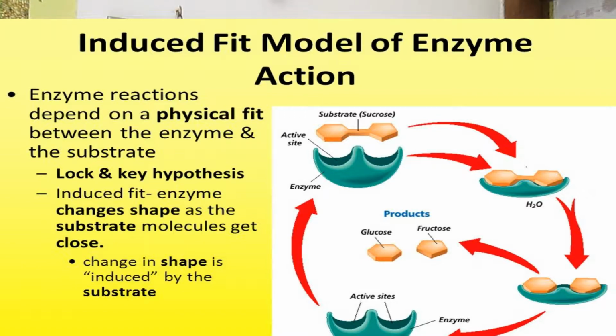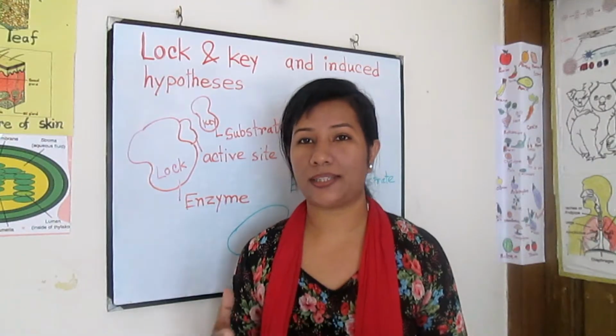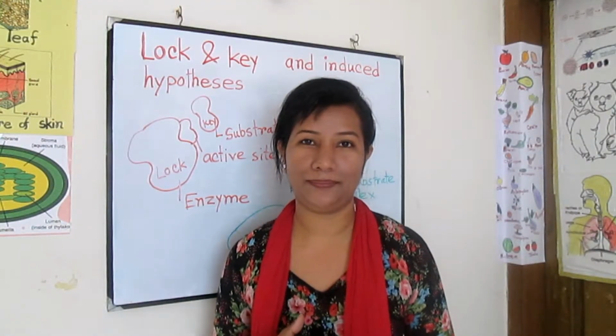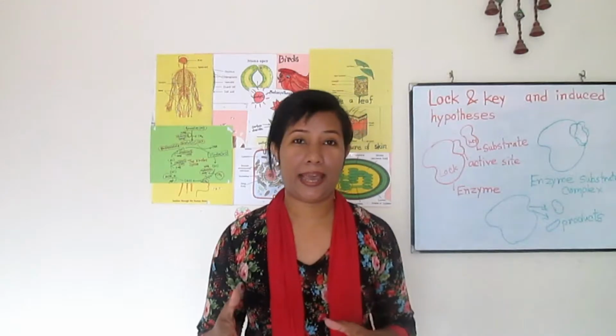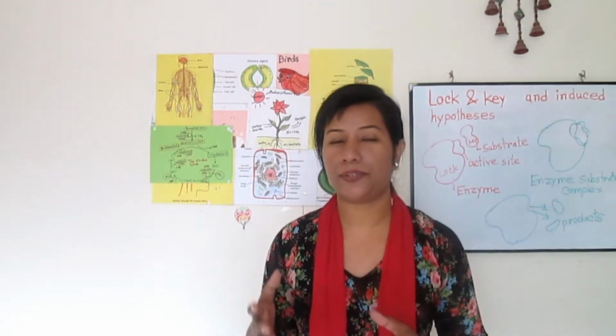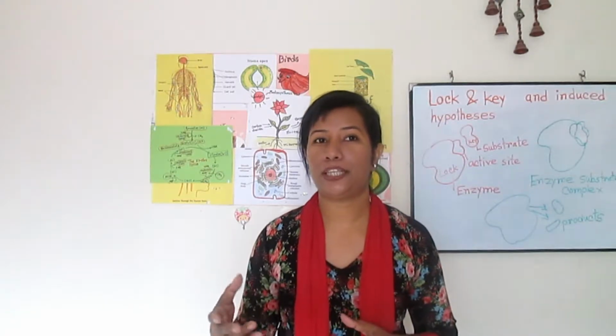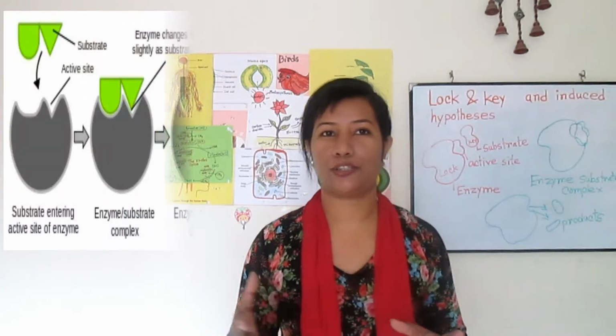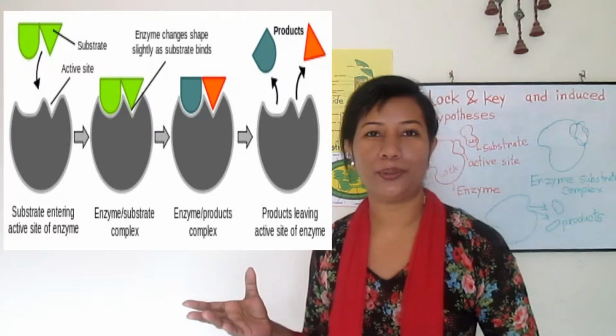The substrate is held in place by temporary bonds which form between the substrate and some of the R groups of the enzyme's amino acids, and this combined structure is termed the enzyme-substrate complex. Okay, so an enzyme may catalyze a reaction in which the substrate molecule is split into two or more molecules, as shown in here.